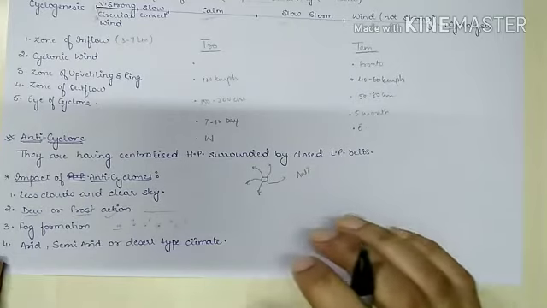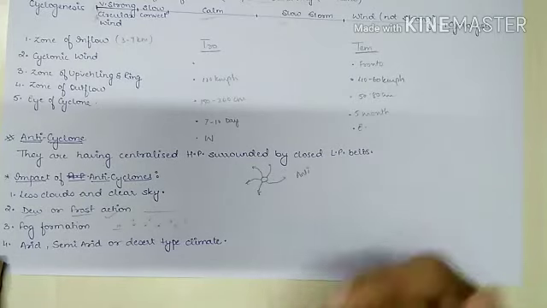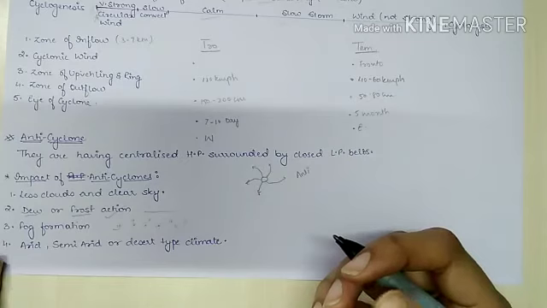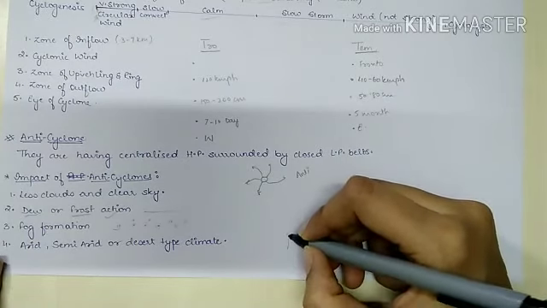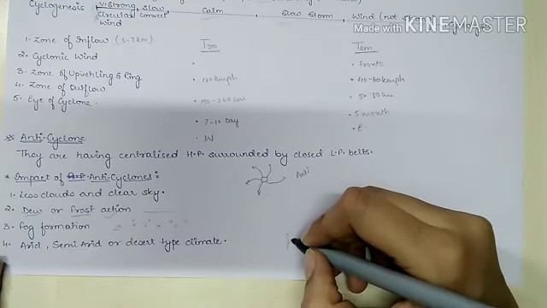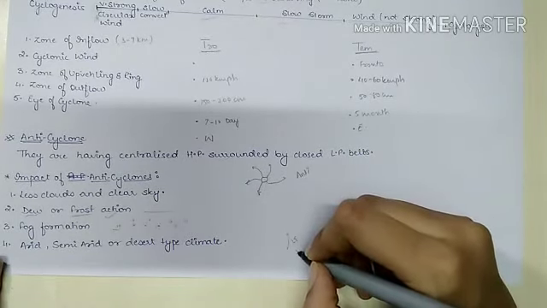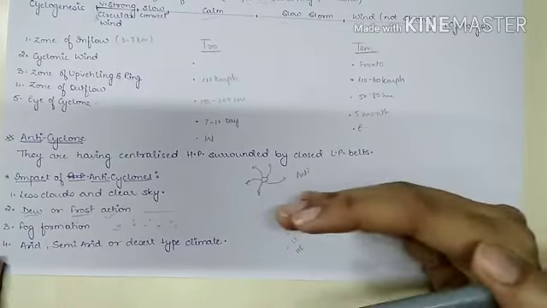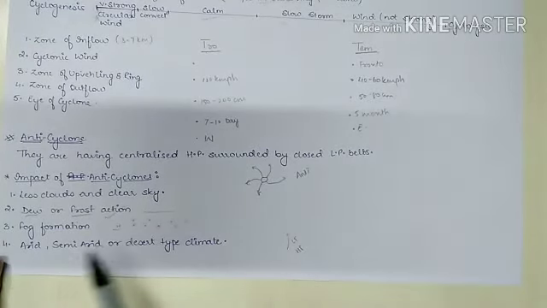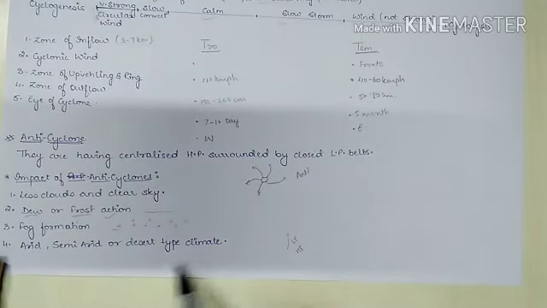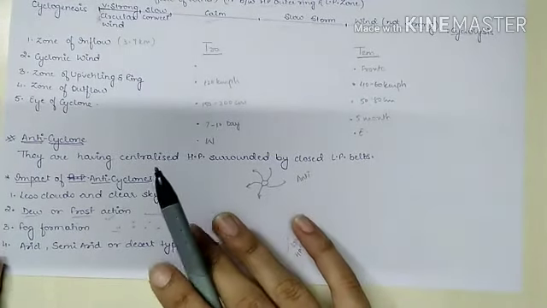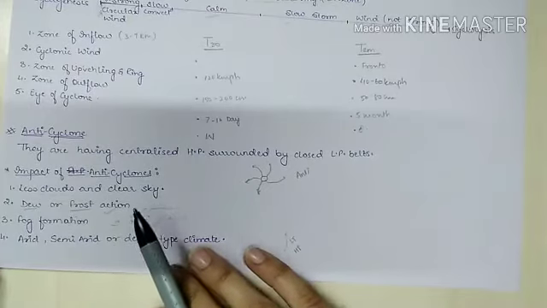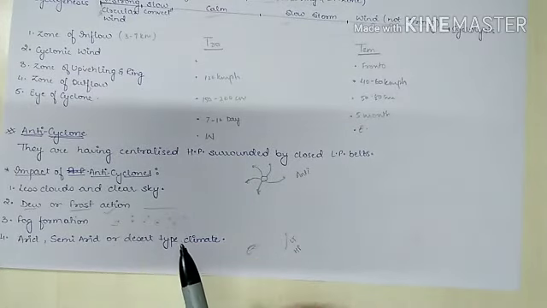Why? Because the high pressure of the subtropics gets further intensified in the presence of cold oceanic currents. So during cold oceanic currents, what will happen? The temperature will lower and the pressure will become higher. So these conditions prevail in deserts because of anticyclones. So that was about anticyclones.